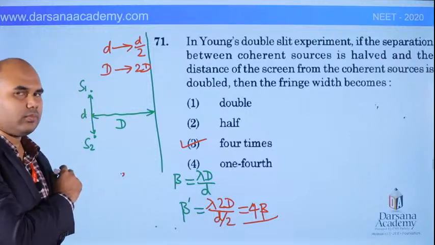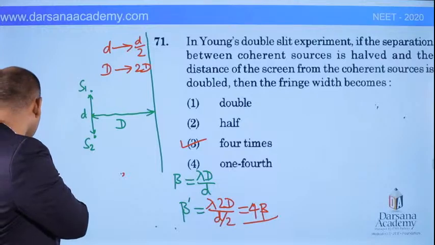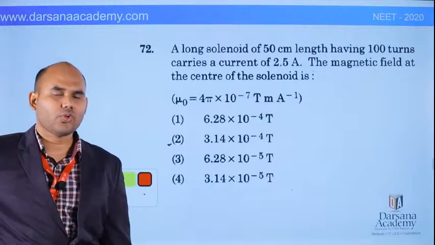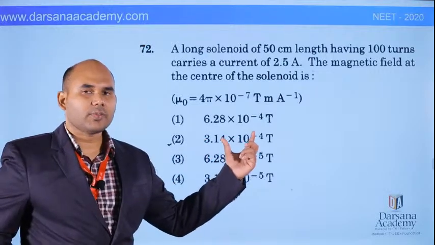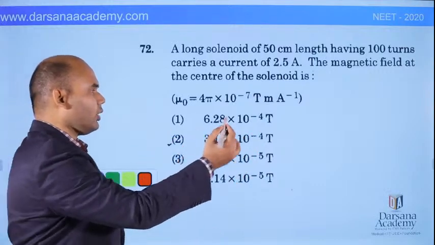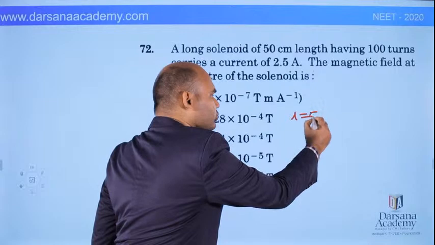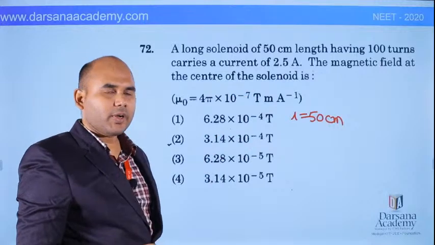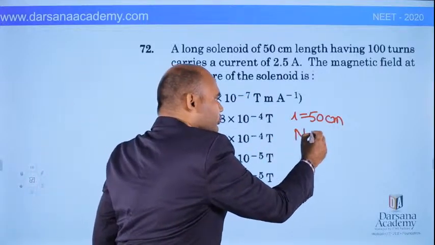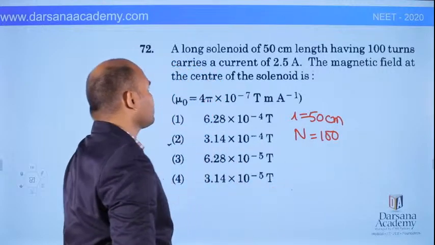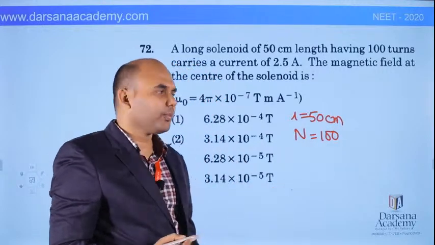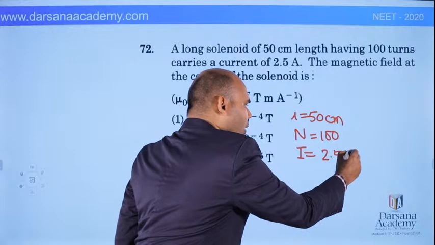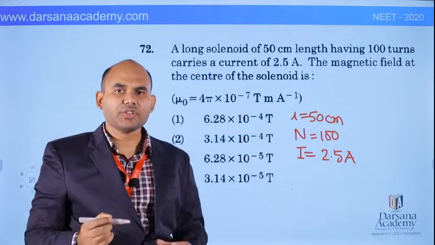Move to the next problem. It is given, there is a solenoid and the length is given. Length is how much? Length is 50 centimeter and number of turns is given, capital N is 100. Current is also given, 2.5 ampere. So you have to find what will be the magnetic field at the center of the solenoid.